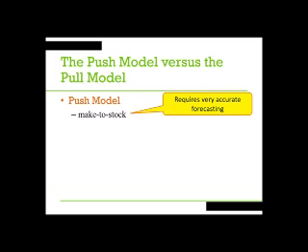But the problem with that is you have to be extremely accurate in your forecasting. If you get it wrong, you end up with a bunch of inventory that you can't sell, or you end up with not enough inventory.